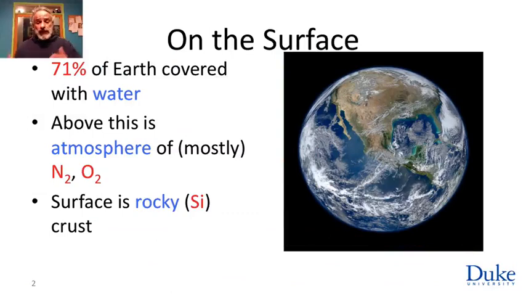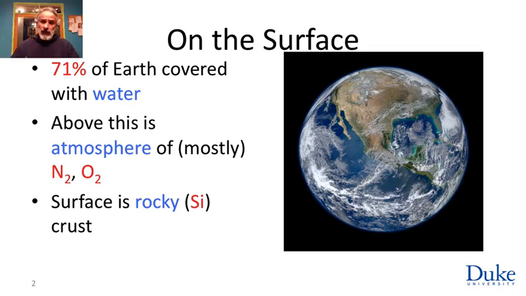So the first thing you see when you look at Earth is that most of its surface is covered with liquid water. As we know, that means that it has an atmosphere, because liquid water can't exist without it. And indeed, the Earth is covered with an atmosphere, mostly nitrogen, about 20% molecular oxygen. And then below both of those is a rocky surface, a crust, which is made mostly of silicates.